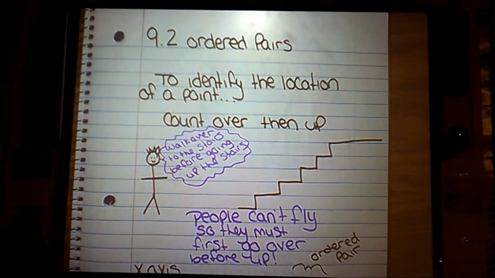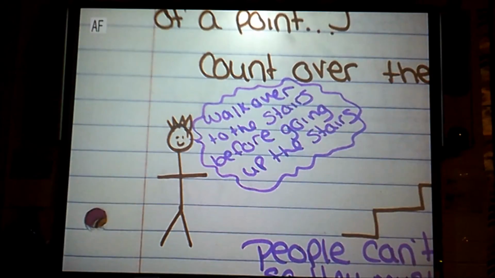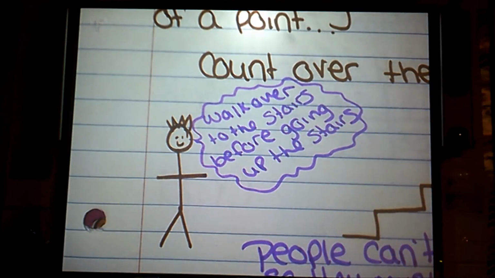Now what I want you to remember is that we're going to count over and then up. And this will make sense in a minute, I promise. But for right now, just keep that in mind. Over, then up. Over, then up. Over, then up. My little guy here says, walk over to the stairs before going up the stairs.